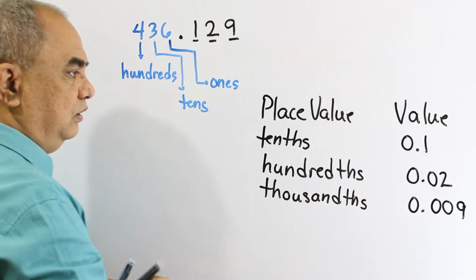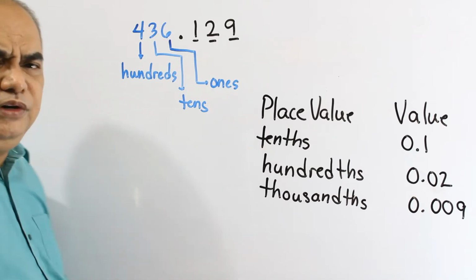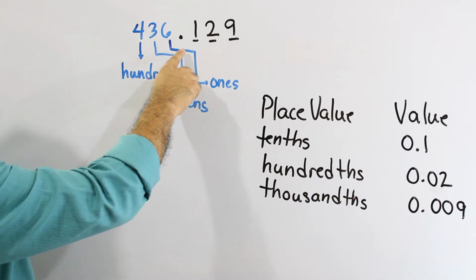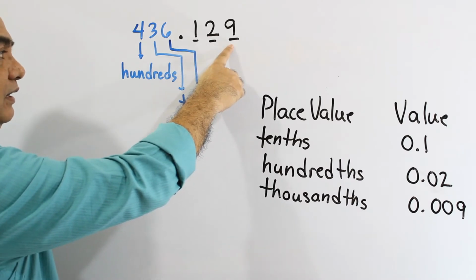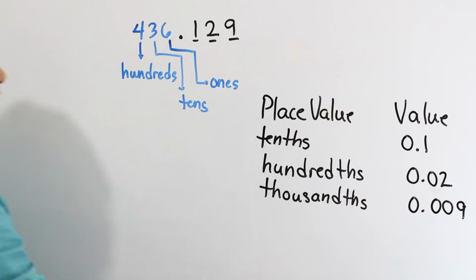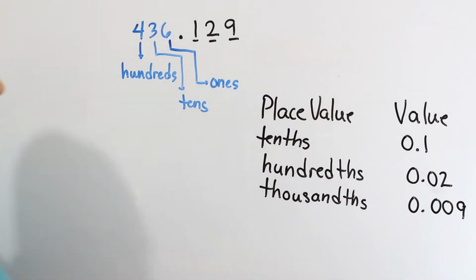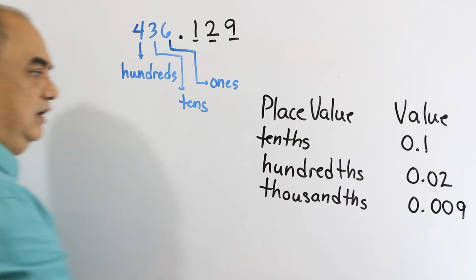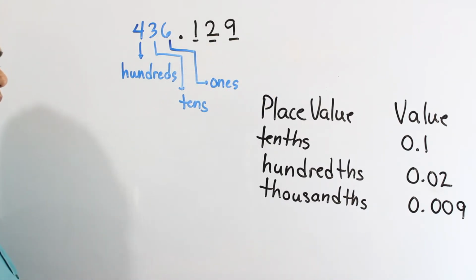So these are all the values of the digits of 0.129. But if we're going to read the entire number, we can say this number is 436 and the decimal part is read as 129. We're going to mention the last place value, thousands. So let me say it again, 436 and 129 thousands. We can say now that the tens, hundreds, and thousands digits increase the number of zeros as the digits go farther and farther from the decimal point.